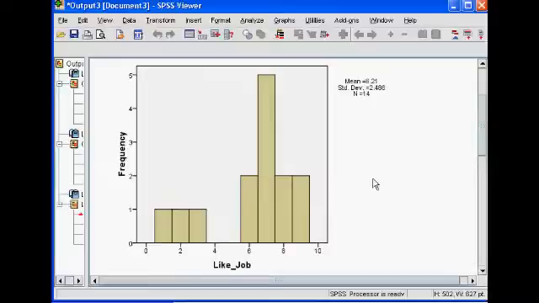Basically what I see here is that one person gave a rating of 1, one person gave a rating of 2, and one person gave a rating of 3. Nobody said 4, nobody said 5. I had 2 people who said 6. By far the most common response was 7, which was given by 5 people. 2 people gave an 8, and 2 people gave a 9.